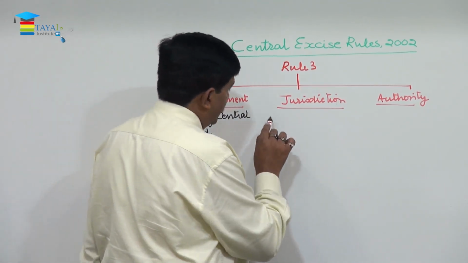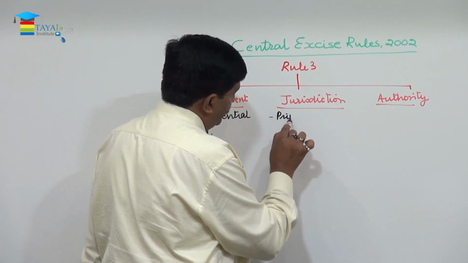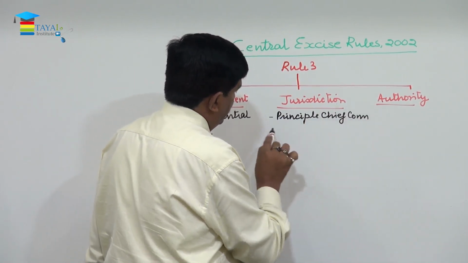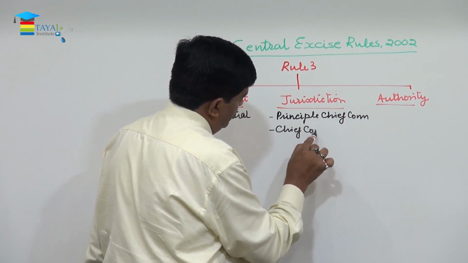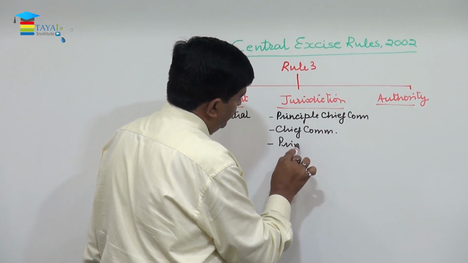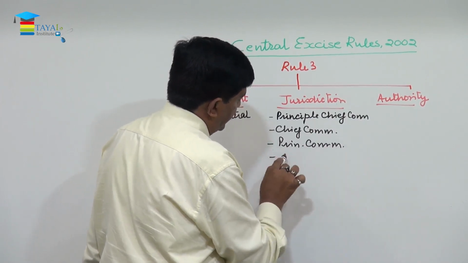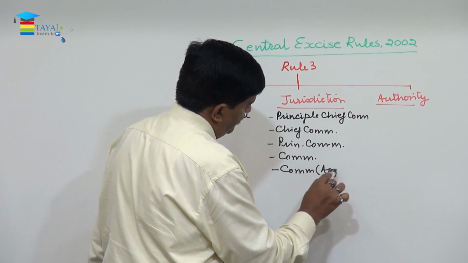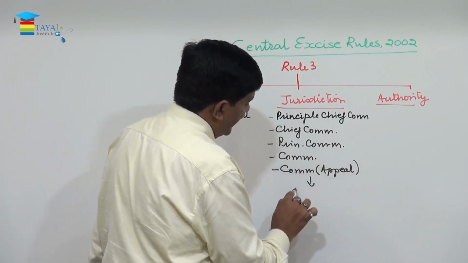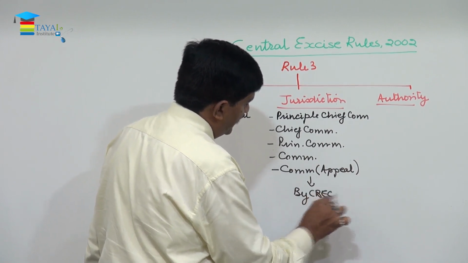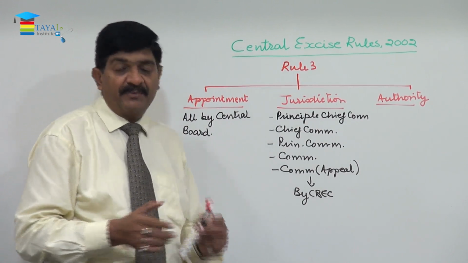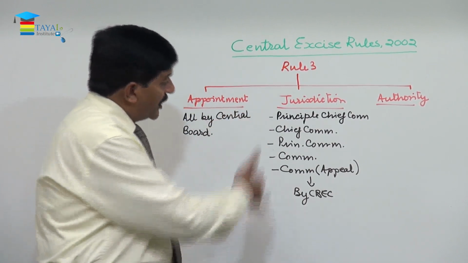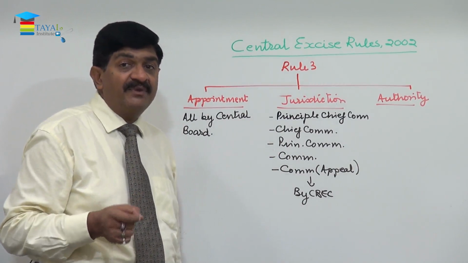Jurisdiction of Principal Chief Commissioner, chief commissioner, principal commissioner, commissioner, and commissioner appeal. These are by CBEC. There are junior officers as well, like assistant commissioner, deputy commissioner, superintendent, and other officers. Their jurisdiction will be decided by the commissioner and other senior officers. So these are the officers for whom the jurisdiction will be determined by CBEC itself.